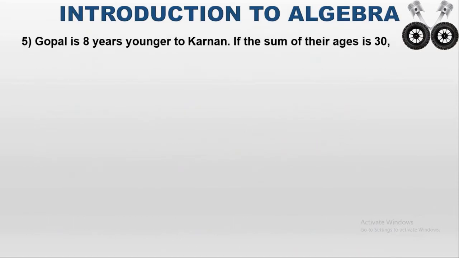Next one is question number 5. Gopal is 8 years younger to Karnan. If the sum of their ages is 30, how old is Karnan? So what is the problem given here? There are two persons, one is Karnan and another one is Gopal. They didn't give the age of Karnan, but they gave the age of Gopal as 8 years younger to Karnan. And one more condition is given here: the sum of their ages is 30. Using this condition, we have to find the age of Karnan.